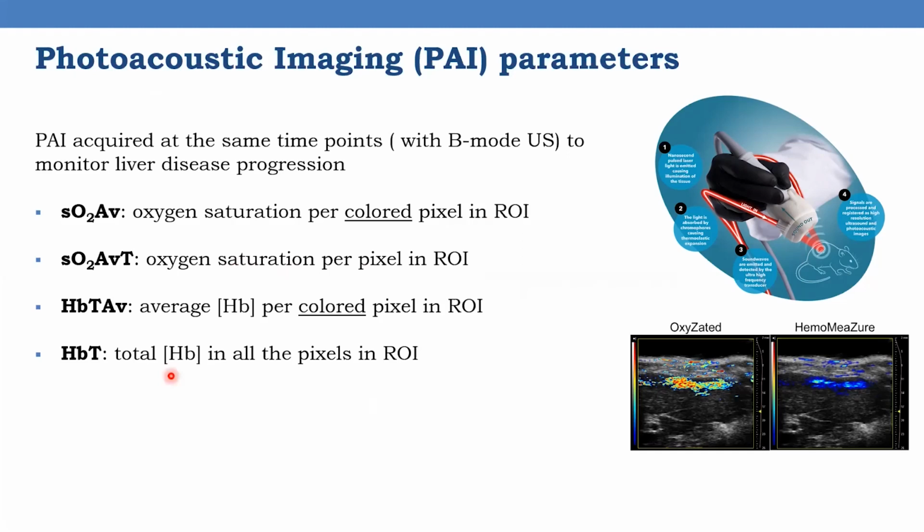We also looked at the hemoglobin concentration. So there were two parameters that included hemoglobin total average, which is the average hemoglobin concentration per colored pixel in the ROI, and hemoglobin total, which is the total hemoglobin concentration in all the pixels in the ROI. Of course, my colleague, Dr. Karmacharya, will give more details when he comes to the results section about these parameters.